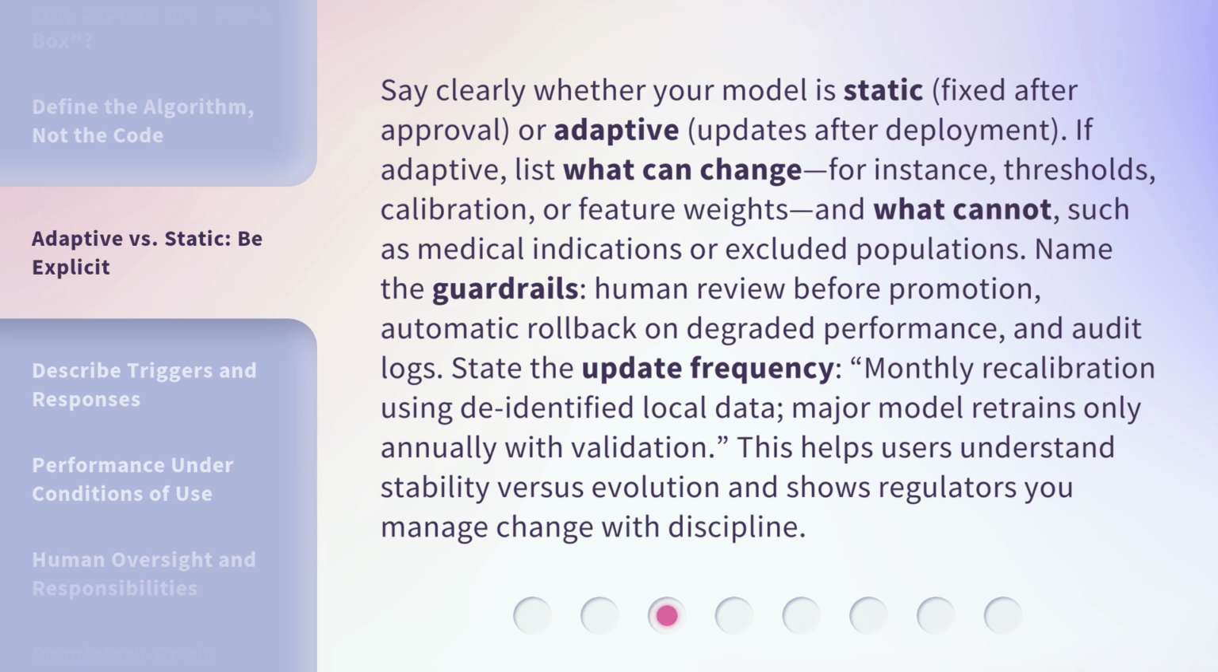Name the guardrails: human review before promotion, automatic rollback on degraded performance, and audit logs. State the update frequency. Monthly recalibration using de-identified local data. Major model retrains only annually with validation. This helps users understand stability versus evolution and shows regulators you manage change with discipline.